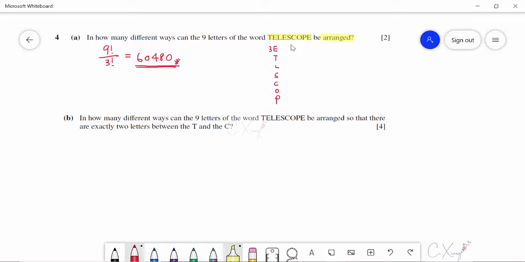Okay, so this is what we have for the first part, part A. Very straightforward. Okay, then now we go to part number B. In how many ways can the 9 letters of the word telescope be arranged?